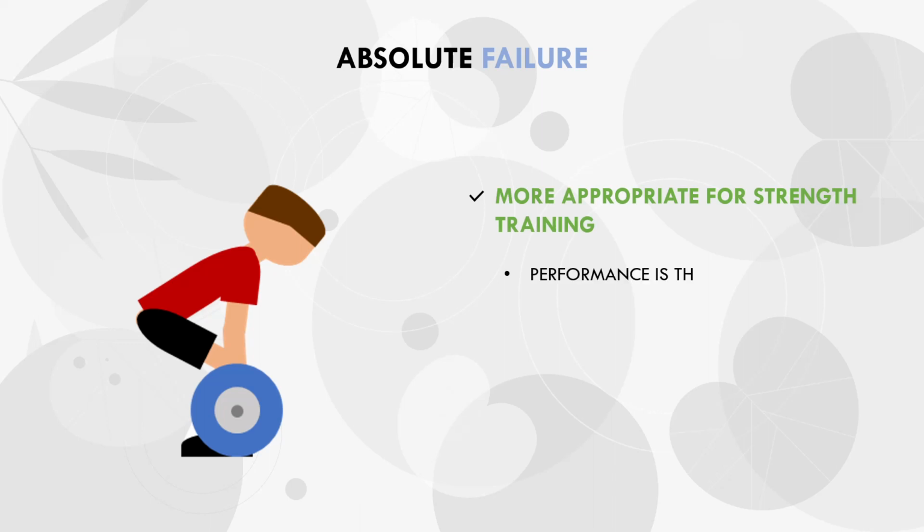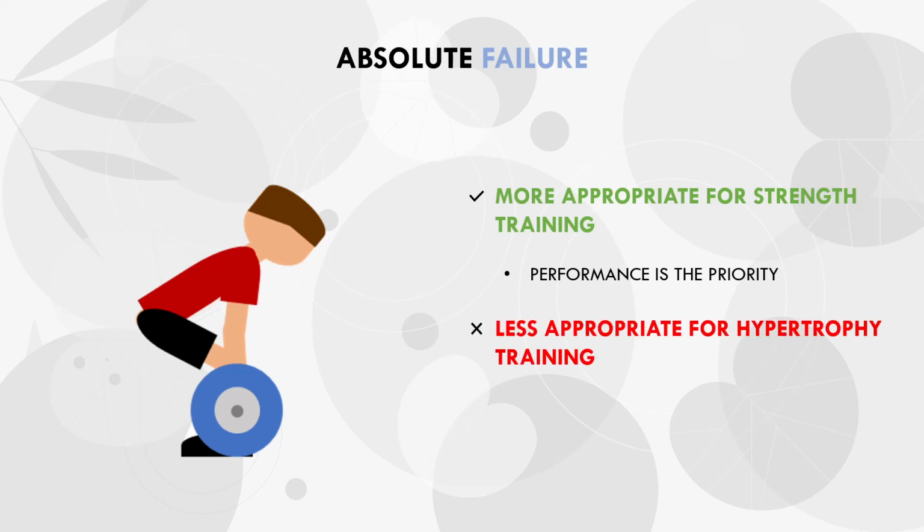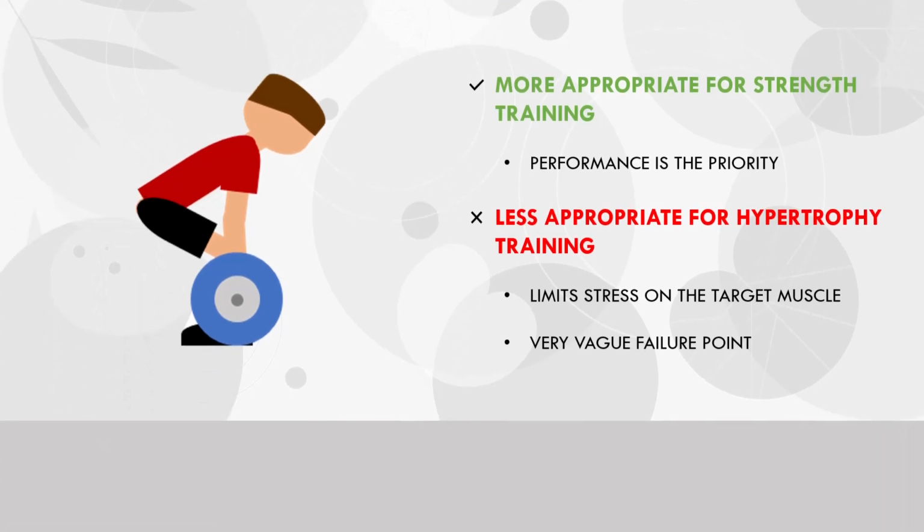However, absolute failure may not be the best method to implement when performing bicep curls, for example. This is because not only are we limiting tension on the biceps by swinging the weight around, but the point of absolute failure is also very vague. It is difficult to know when we have even reached absolute failure. Do we allow a little momentum, lots of momentum, or whatever it takes to continue lifting the weight until we are physically exhausted? The other form of failure is technical failure.